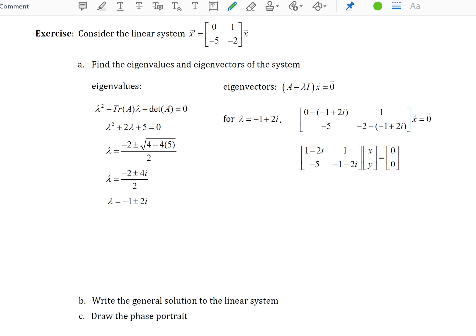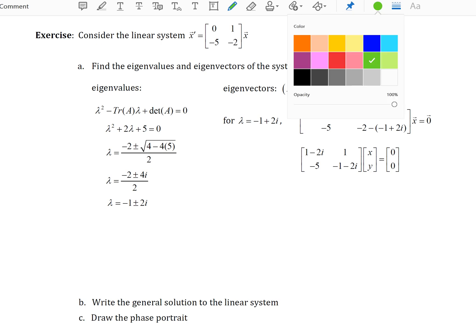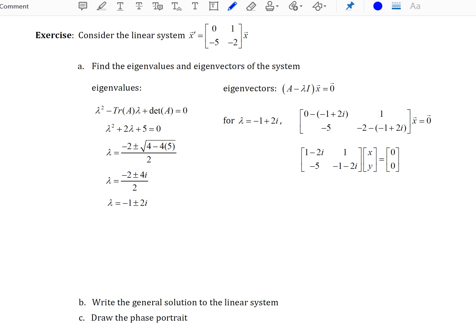So let's consider this system of equations. Now in this example, I've done some of the preliminary work for us so we can focus on the new ideas presented. So consider this system given by x prime is this matrix times x. The first thing we're going to want to do is find our eigenvalues.